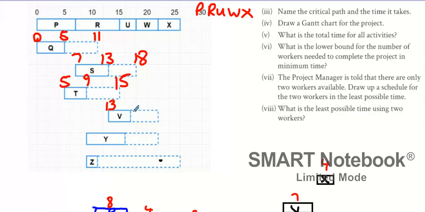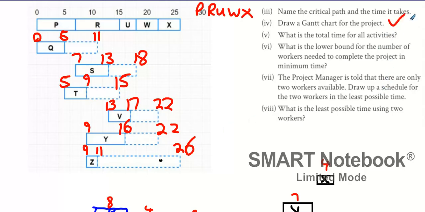V. When does it start? How long does it take? 4 minutes. How long can it be delayed till? 22. Y. 9. How long does it take? So that's 16. How long can it be delayed till? 22. Z takes 9. And then 2 minutes. And how long can it be delayed till? 26. Okay.